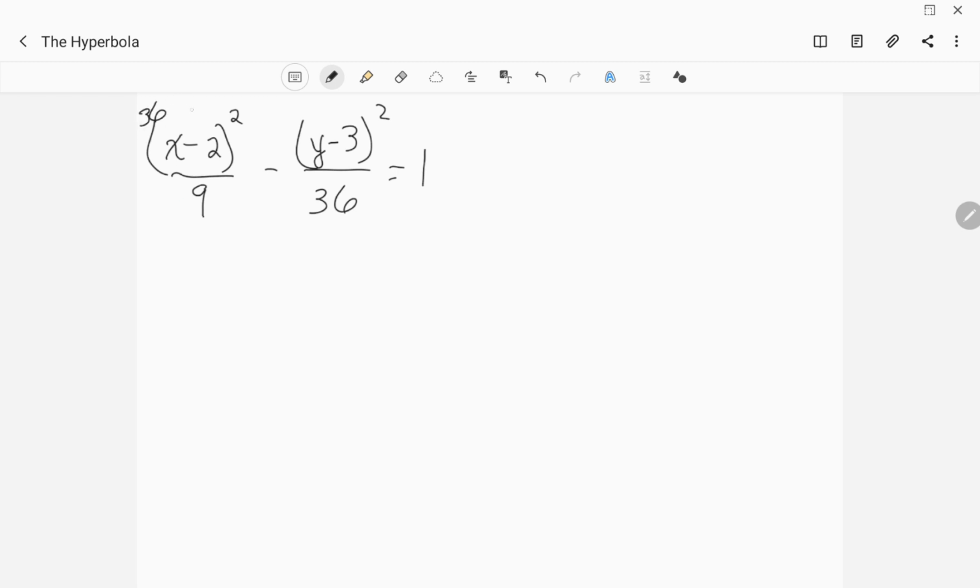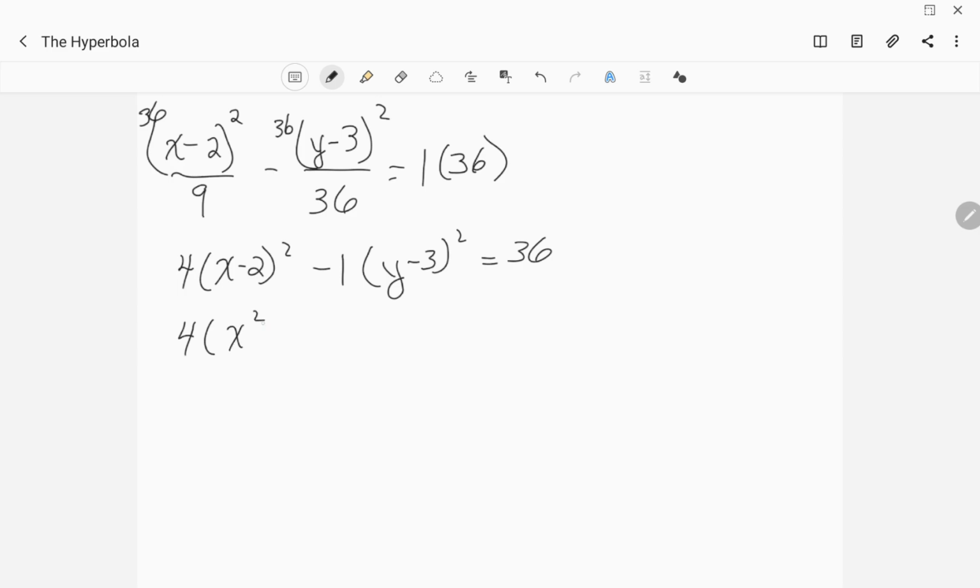So if I multiply this by 36, I have 36 divided by 9, which would be 4, times x minus 2 squared. If I multiply this by 36, I have 36 divided by 36, which would be 1, but there's a minus there, times y minus 3 squared, and I would multiply this side by 36, giving me 36. So this would be 4 times x minus 2 squared, which is x squared minus 4x plus 4, minus 1 times y squared minus 6y plus 9, is equal to 36.